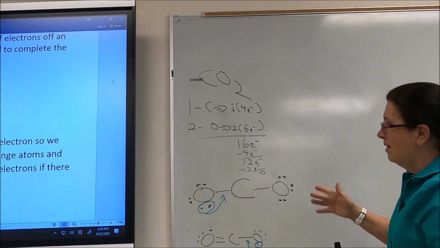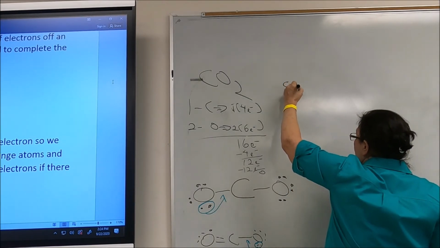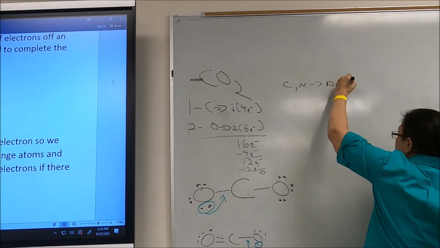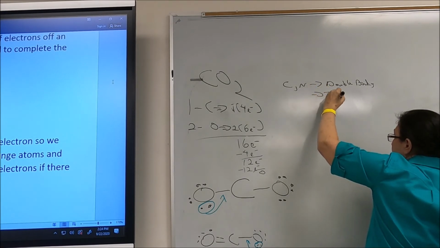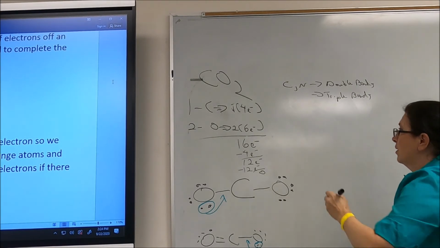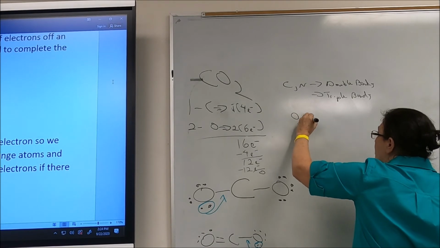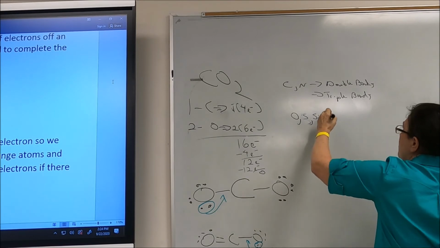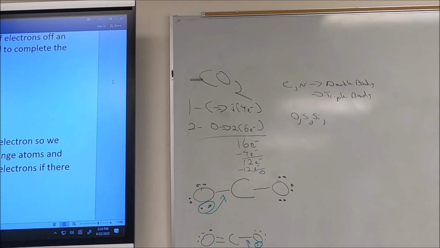Now, as we're doing some of this bonding, just let me remind you from chapter 4, carbon, nitrogen can make double bonds and they can make triple bonds. And they do it with ease. Okay? Oxygen, sulfur, silicon.